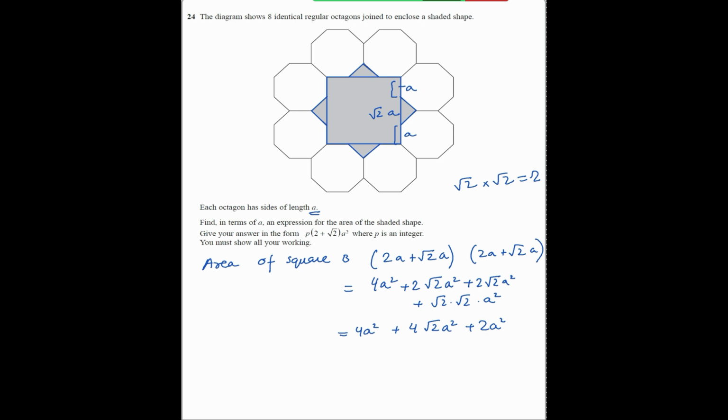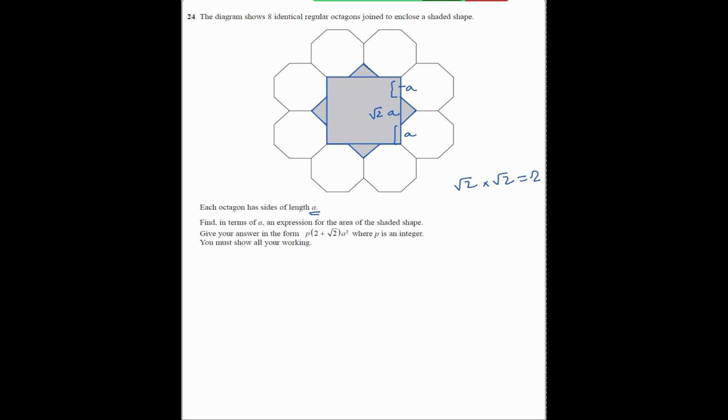So 4a squared plus 4 square root 2 a squared plus 2a squared. 4a squared plus 2a squared is 6a squared, plus 4 square root 2 a squared will remain as it is, and that's the area of the square. Now the area of each triangle is base times height divided by 2. So a times a over 2, a squared over 2. That is the base, and this is the height over there.